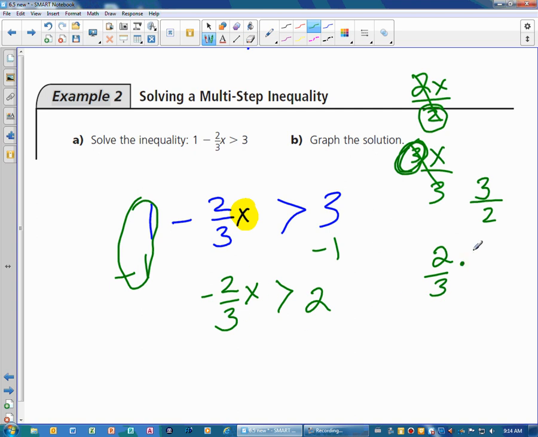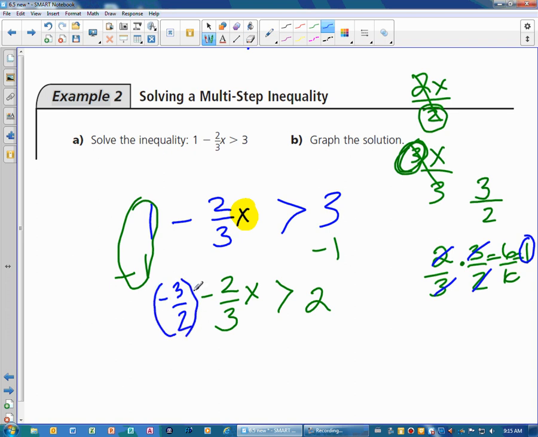What happens if I multiply by 3 over 2? There's two ways to think about it. You could think, well, 2 times 3 is 6, 3 times 2 is 6, 6 over 6 is a 1. That's what we want. Or you might remember about canceling. 3's cancel, 2's cancel, leaving a 1. Regardless of the way you think of it, that's the way that I can make this negative 2/3 go away. I'm going to multiply by negative 3 over 2.